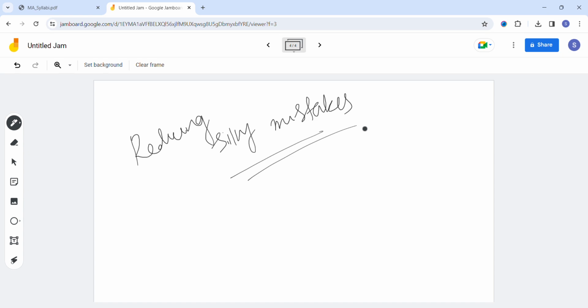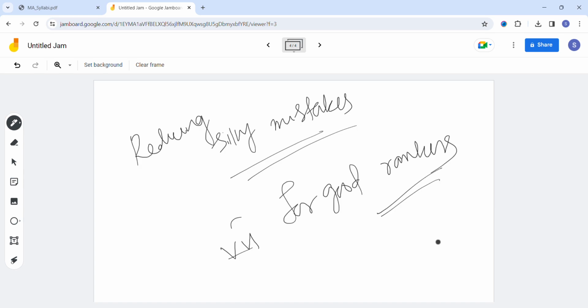That is actually good. But you should reduce silly mistakes. You can't make it zero because it is part of exam, but you should reduce it. It is very very important for good rankers. So reducing silly mistakes is very very important.